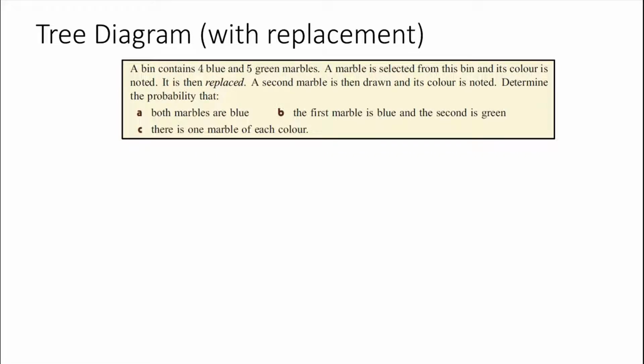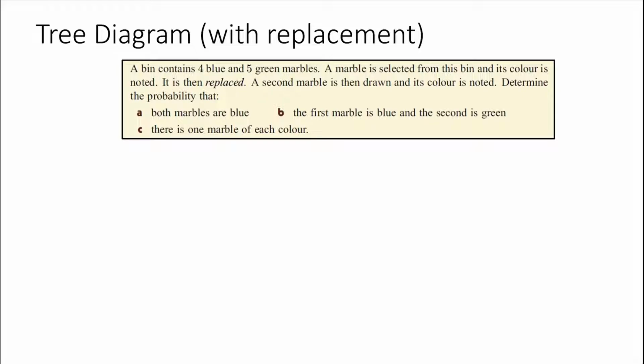Okay, let's do this tree diagram question, which is with replacement. I'll explain what that means when we talk about this question. So a bin contains 4 blue and 5 green marbles. A marble is selected from this bin and its colour is noted. It is then replaced. So that marble that we've selected first is put back into the bin. So that's why this is a with replacement question.